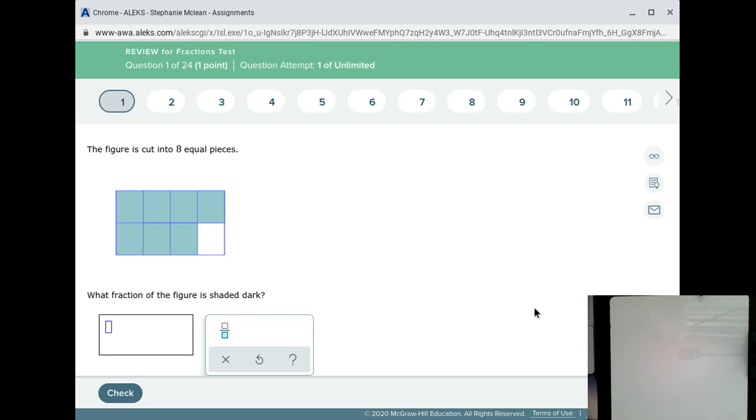All right, so here I have the first problem. It says figure 8 is cut into 8 equal pieces. So that tells me what my bottom number is going to be, is how many total pieces I have. So what fraction of the figure is shaded dark? Okay, count up the number of dark ones. 1, 2, 3, 4, 5, 6, 7. So I'm going to have 7 dark pieces. There are 8 total pieces, and check.